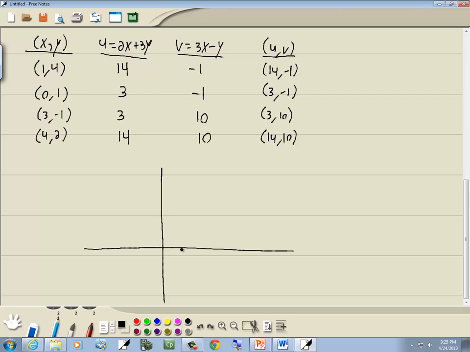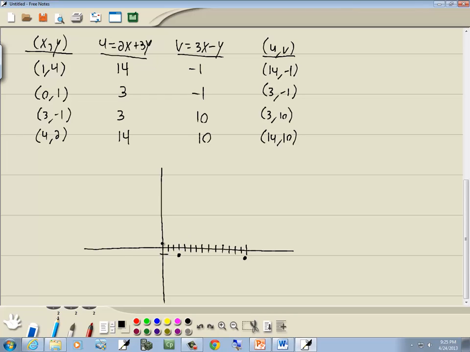Okay, so I got 14, negative 1. So 1, 2, 3, 4, 5, 6, 7, 8, 9, 10, 11, 12, 13, 14, negative 1. Should be right there. 3, negative 1, which would be right there.